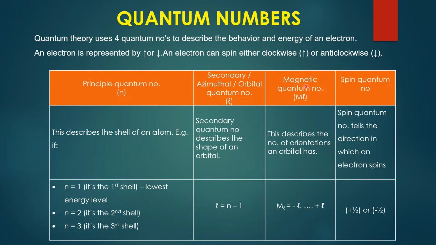And then the third one, magnetic quantum number, describes the orientation an orbital is having. So in other words, it tells you how many of each orbital are there in each particular shell. And that is equal to negative l value all the way up till positive l value. Okay, so this will tell you how many orbitals are there in the particular shell. And finally, the spin quantum number. It tells you the direction the electron is spinning. And we can write the clockwise spin as positive half and the anti-clockwise spin as negative half.